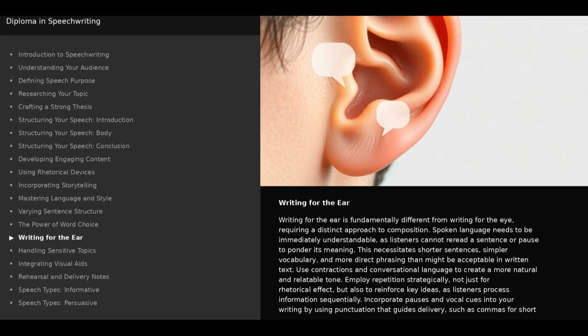Incorporate pauses and vocal cues into your writing by using punctuation that guides delivery, such as commas for short pauses and periods for longer ones. Read your speech aloud multiple times during the drafting process to catch awkward phrasing or overly complex sentences. A speech written for the ear flows effortlessly, making it easy for the audience to absorb and retain your message.